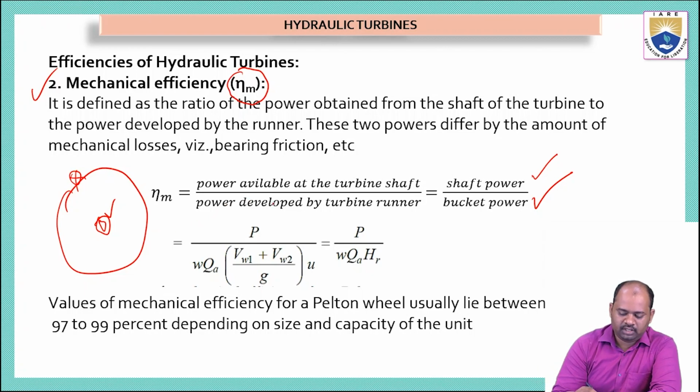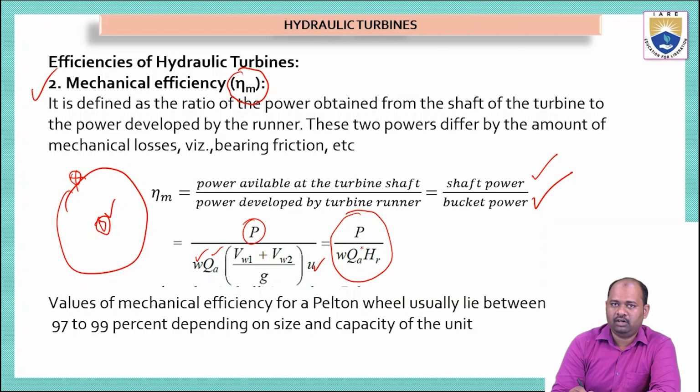Now there is a formula for this, and the shaft power is capital P, and we will have the bucket power, that is the power available at the turbine. Small w, QA: small w stands for weight of the water, QA is the discharge, VW1 is the whirl velocity at inlet and VW2 the whirl velocity at outlet, divided by gravity multiplied by velocity of the water. Now finally we will get this formula. Capital P, which is the power available at the shaft, small w is the weight of the water, Q discharge, HR is the head loss. Head loss due to rotation.